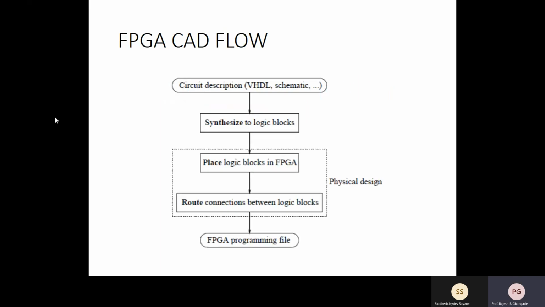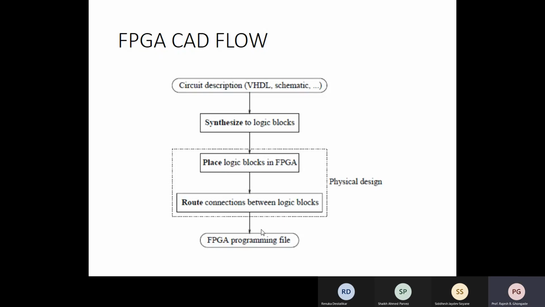So this is the FPGA CAD flow, which we already know. The design entry starts with circuit description, which can be in the form of VHDL or schematic, or even the state diagram, as we have already studied earlier. Then you synthesize the logic blocks and finally place the logic blocks in the FPGA. This is where the physical design starts. This is all done transparently, but you should have at least some information about what is exactly going on inside this particular process. Then you have the placement process, and then you ultimately have the routing process. Finally, the end product is what is called the FPGA programming file, which is actually a bit stream.